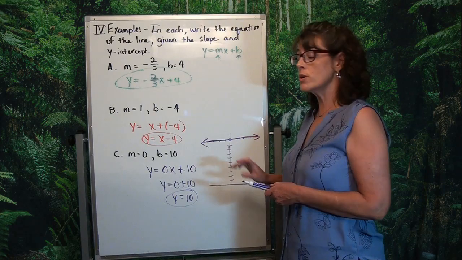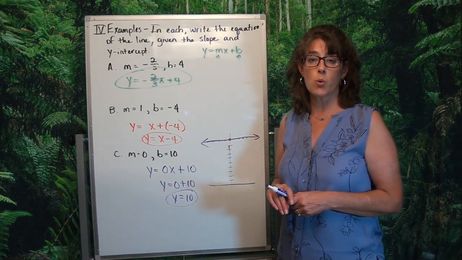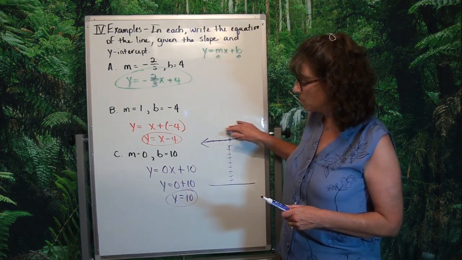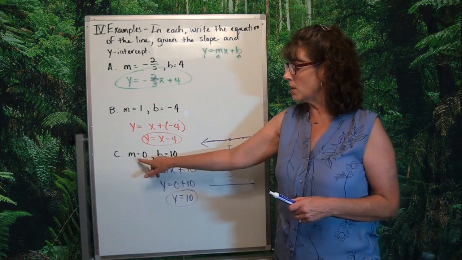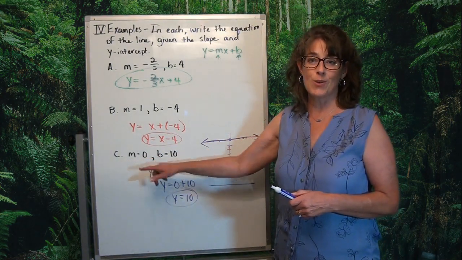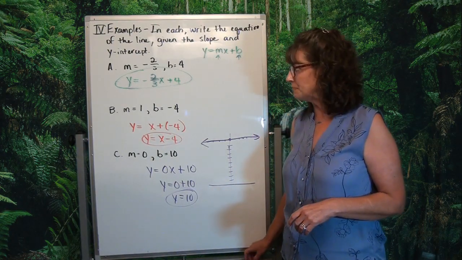Now that is a horizontal line. Picture that skier. What type of slope is a horizontal line? Remember the skier was sleeping and the z's meant 0 slope. What type of slope were we told we had? We were told we had 0 slope. So this does make sense to be the equation of that particular line.